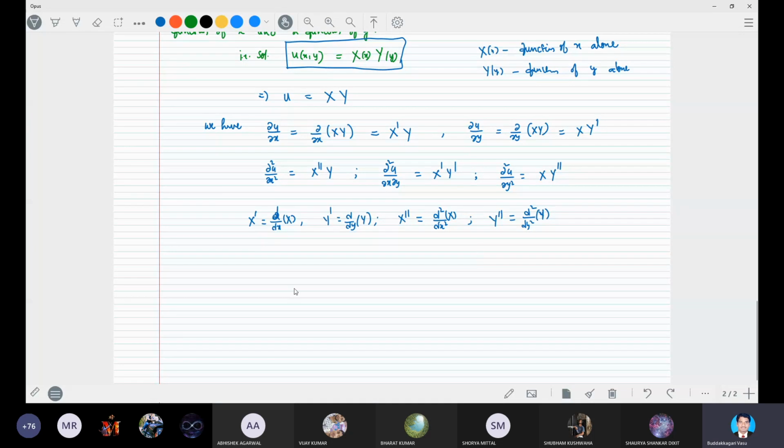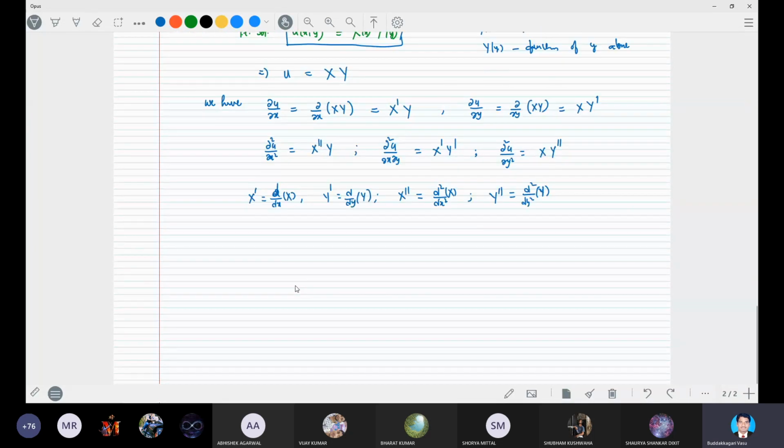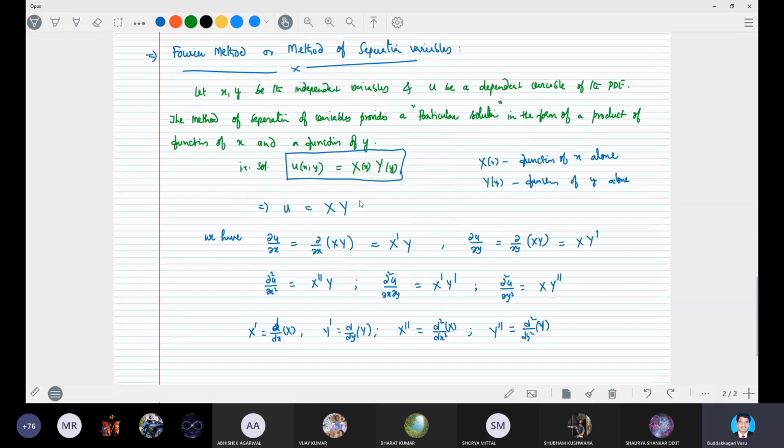Finally, once we find the solutions capital X and capital Y, we can substitute for the required solution of the PDE, u of x comma y is equal to capital X into capital Y. So in the method of separation of variables, we find capital X and capital Y individually, and finally write the solution of the given PDE as the product of the individual functions capital X and capital Y.